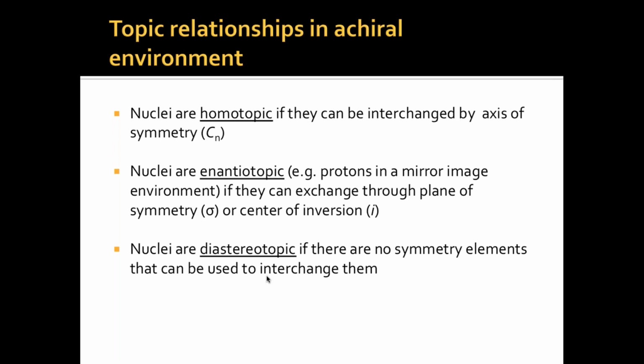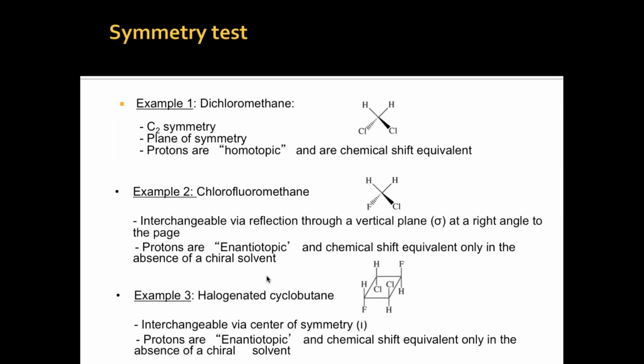So just keep in mind what kind of protons are in what kind of achiral environment. Achiral environment means the environment prior to the chiral center. That could be a chiral center as well. So homotopic, enantiotopic, diastereotopic.